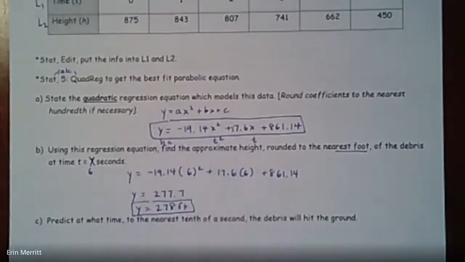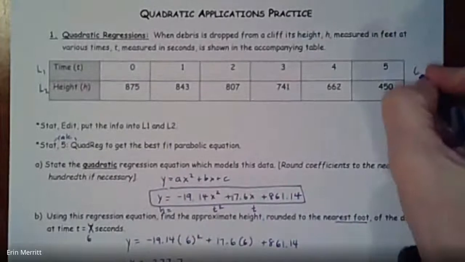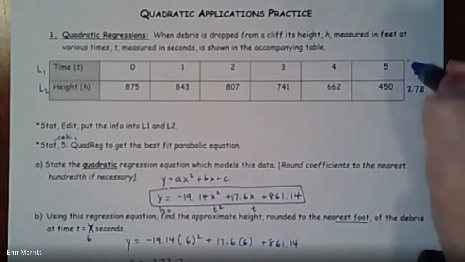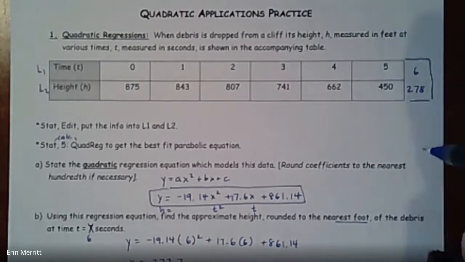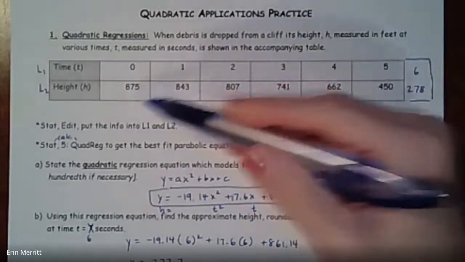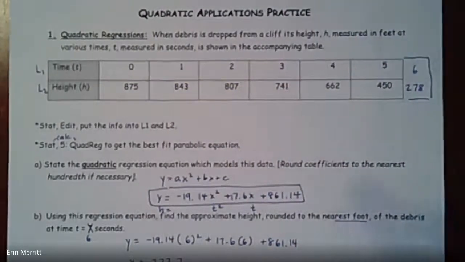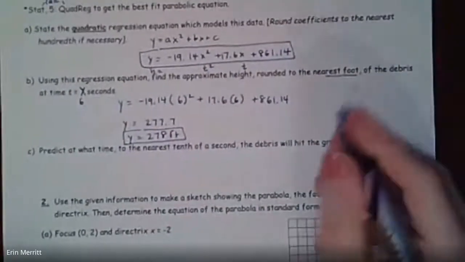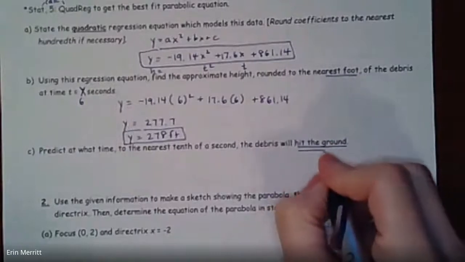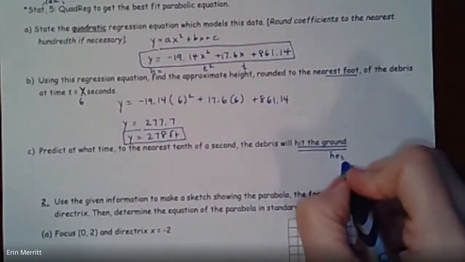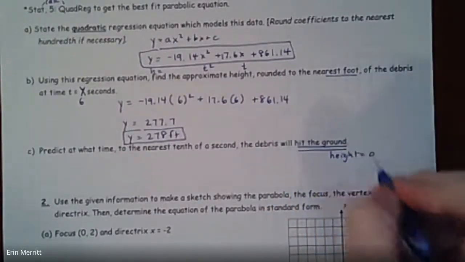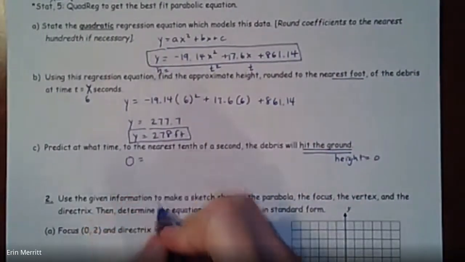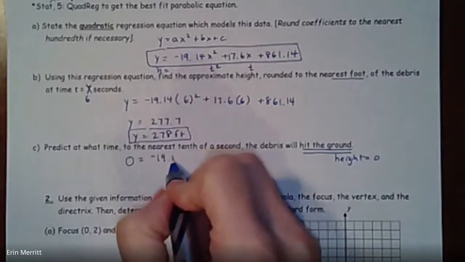We'll come back up and look at the chart. At 6 seconds, being at 278 seems fairly reasonable. It's not necessarily going to have hit the ground yet, but it's getting closer. It started at a height of 875, and it's down to 278 at that point. When it says predict at what time it's going to hit the ground, when it hits the ground, that means the height is equal to 0. And so we'd have to plug in a 0 on the left-hand side of that equation.